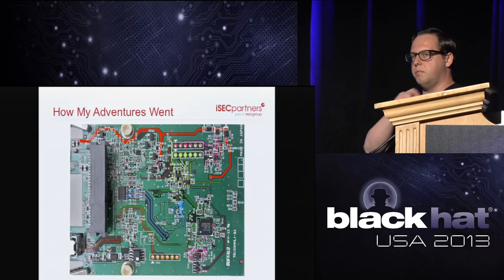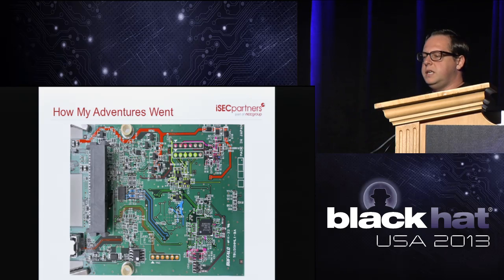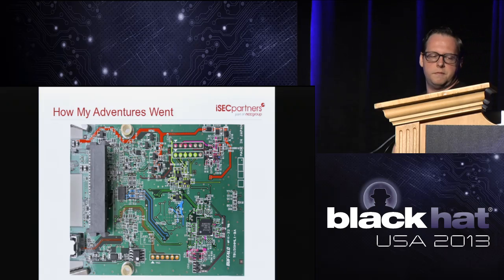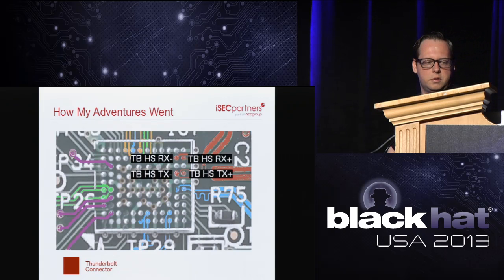We see the maroon lines coming in again. We see that the pins at the bottom are coming up, and they're heading over to what looks like the opposite side of Thunderbolt. So these may be JTAG pins. We'll look at that a little closer.